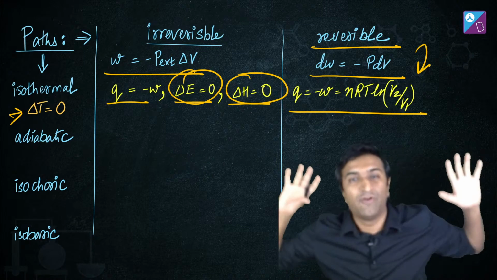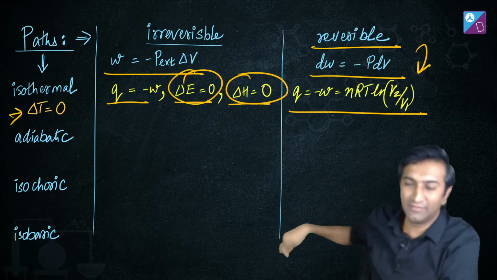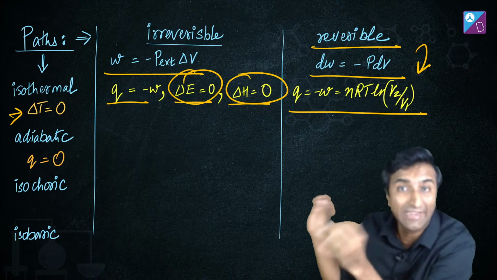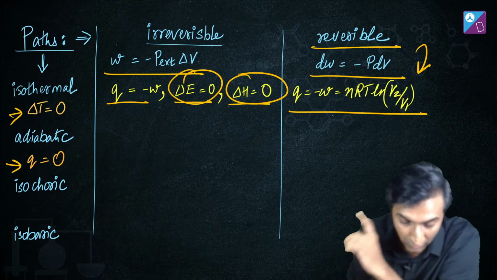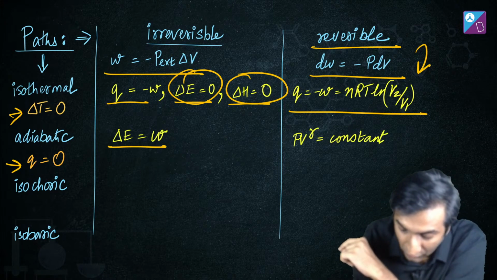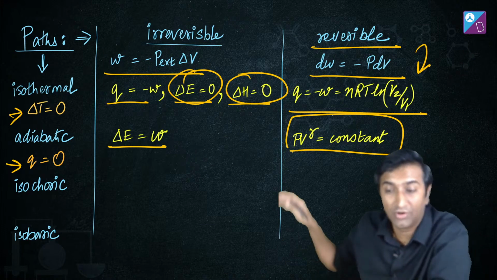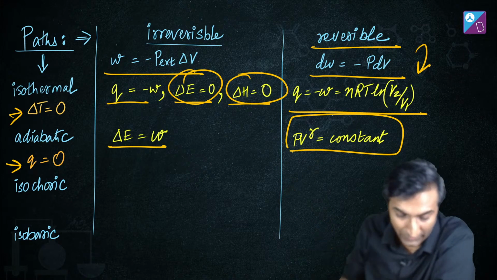A lot of you say, bhai, give me the formula. Here, all of these are formulae. You don't write anything down. You have to just take these as notes. Okay. Adiabatic is Q equal to 0. Delta E is equal to W and PV to the power gamma is equal to constant. I'll do the derivation for you. We'll do that quickly as well.